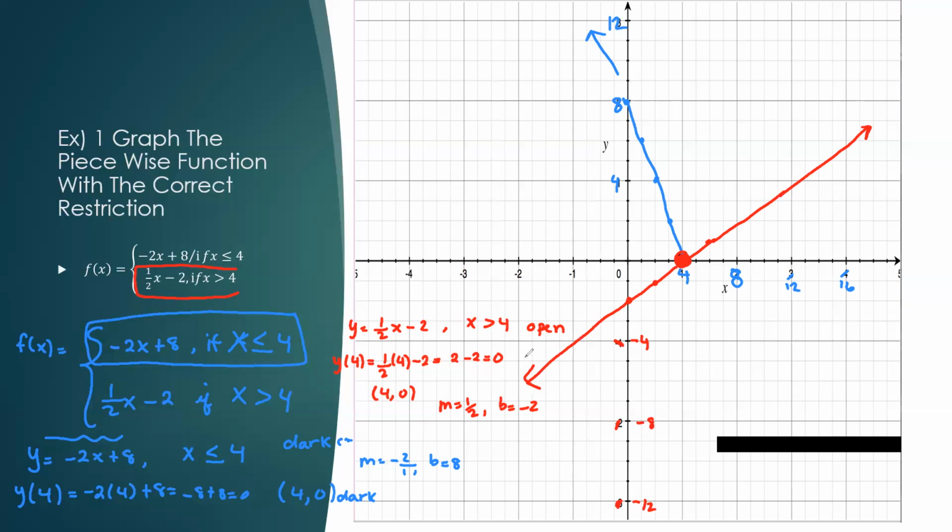Okay, now it says greater than 4, so we only care about the right side. We don't care about this side right here, so you're going to have to erase that. Okay, and there is your piecewise function. Okay, let's stop here and then let's move on to example 2. Go ahead and copy.